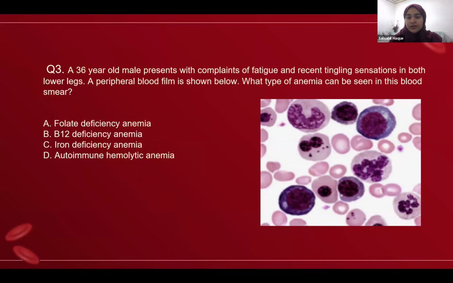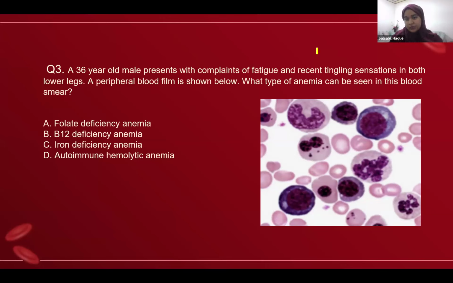All right, so here, the patient is presenting with complaints of fatigue, so signs of anemia, and then tingling sensations in both lower legs, right? So tingling sensation, and you see on peripheral blood smear, you can see shifted neutrophils, basically. All right, so what type of anemia? We said B12 deficiency. Okay, follow-up questions.